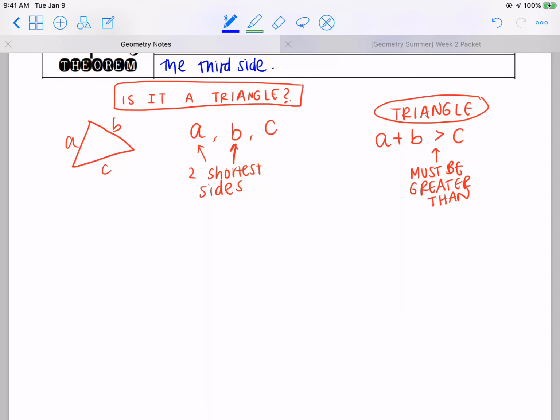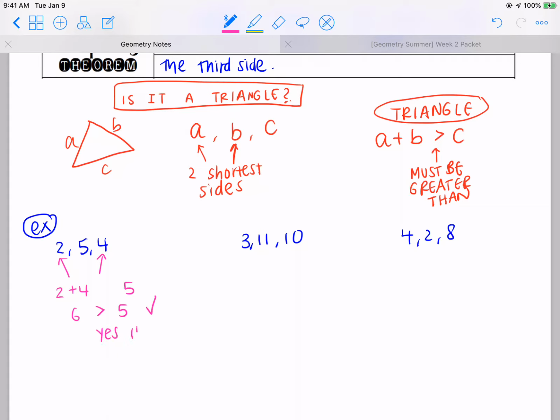Let's look at three examples. First question. Focus on your two shortest sides, which are 2 and 4. We're going to add those up to see if it's greater than 5. Is 6 greater than 5? Yes, so that means this is a triangle.